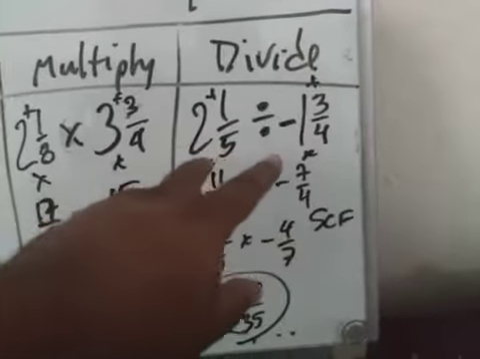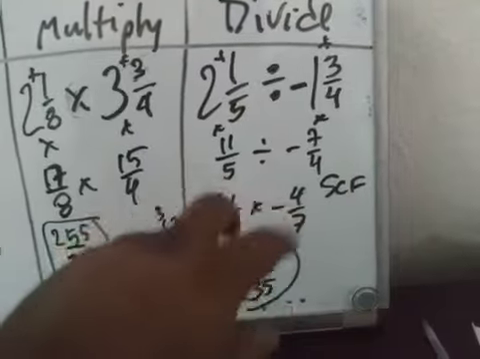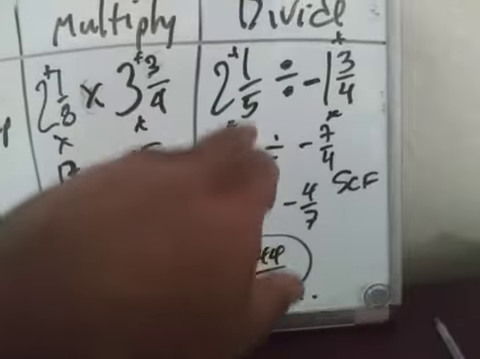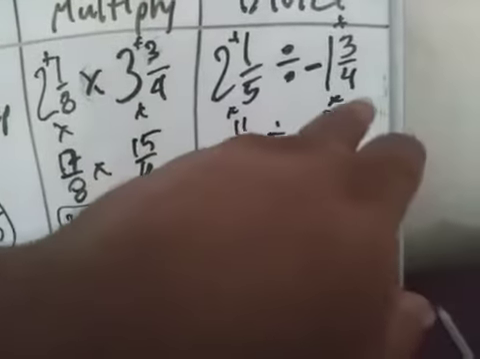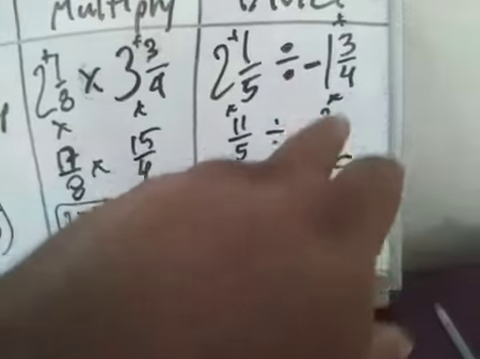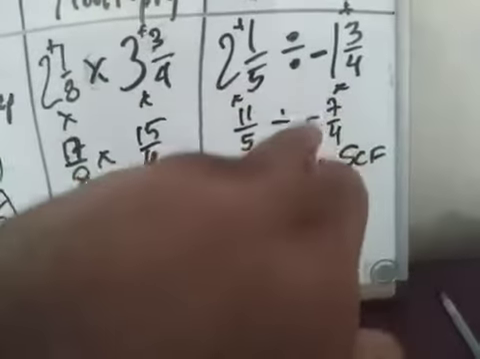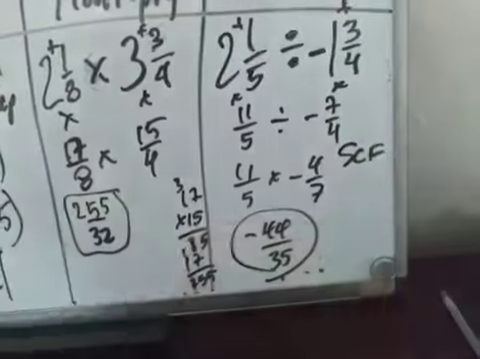Divide. Well, if you see two mixed numbers, you know you have to change them to improper fractions first. So 2 times 5 plus 1 is 11 over 5. And 1 times 4 is 4 plus 3 is 7 over 4. And put that in the negative. Once a negative, always a negative. So the negative slides down.